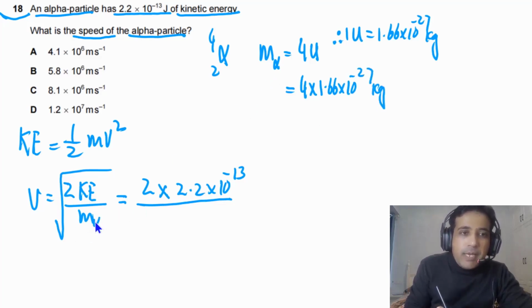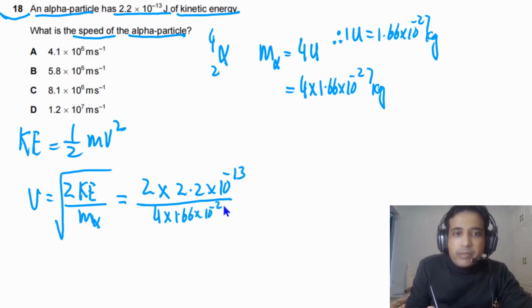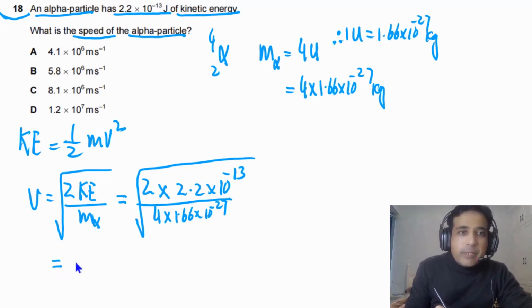So simply if we write here 1.66 times 10 to the negative 27 and we take the root of this, we can calculate the speed of the alpha particle. The speed of the alpha particle in this case will be equal to 8.1 up to 2 SF times 10 to the 6 meters per second. So this is the value of speed. So the answer for this question is C.